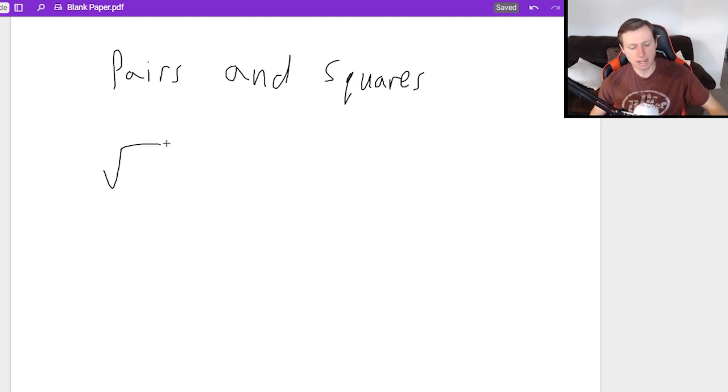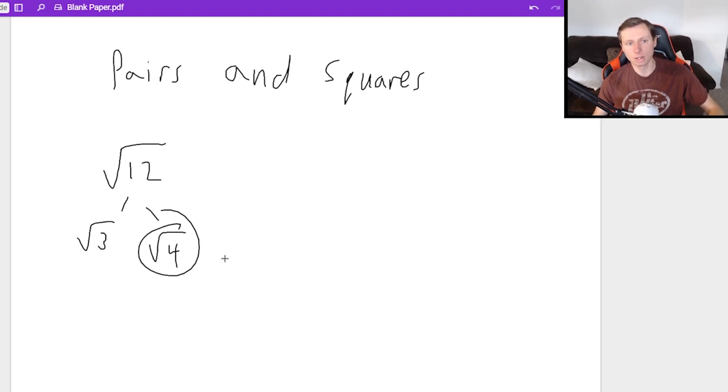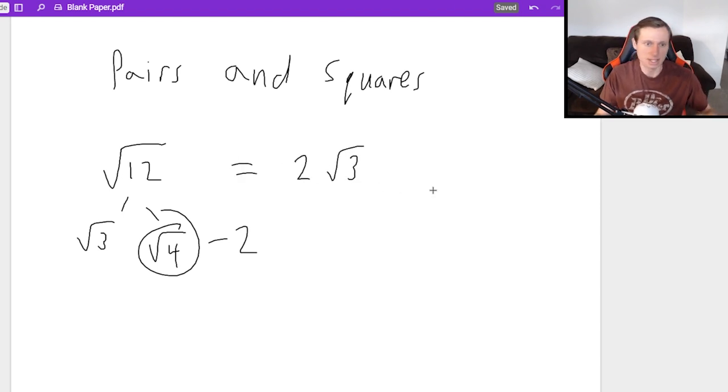Let's say I have the square root of 12. Well, you need to think of the factors of 12. The factors of 12 are 3 and 4, and both of them are under the square root. And you know the square root of 4. The square root of 4 is 2, so it gets out of the square root. In other words, the square root of 12 is equal to 2 root 3. See how the 2 got out of the square root and the 3 is still locked up in that square root.